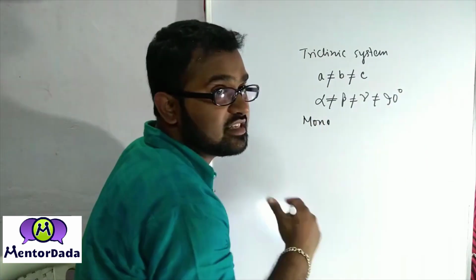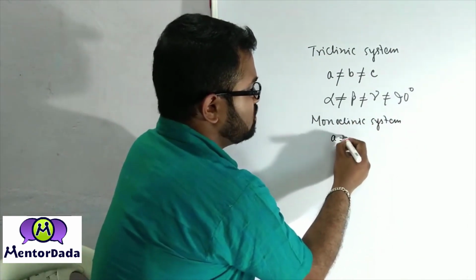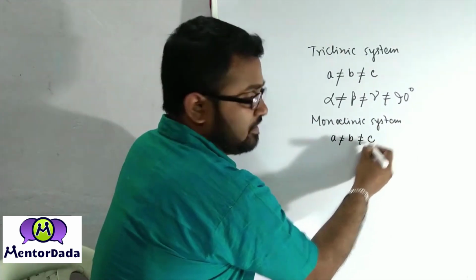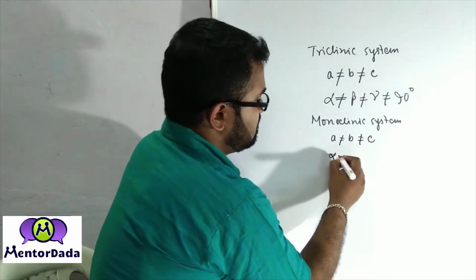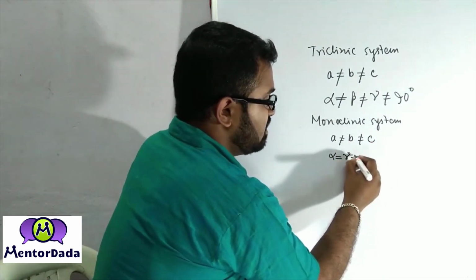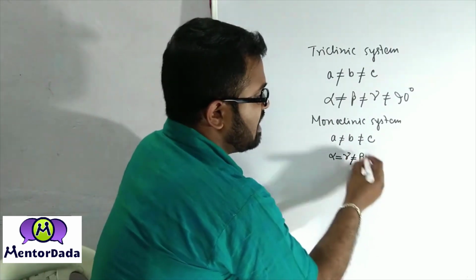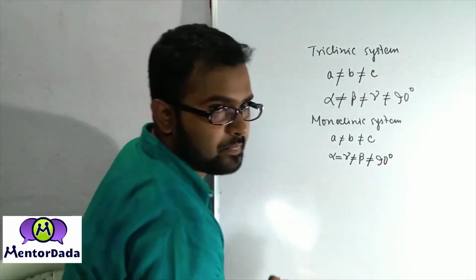In case of monoclinic system, length of A axis is not equal to B, not equal to C, and again alpha equals gamma but not equal to beta, and this beta is also not equal to 90 degrees.